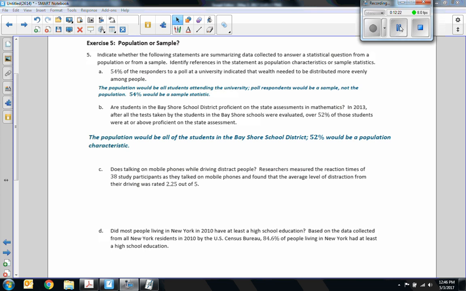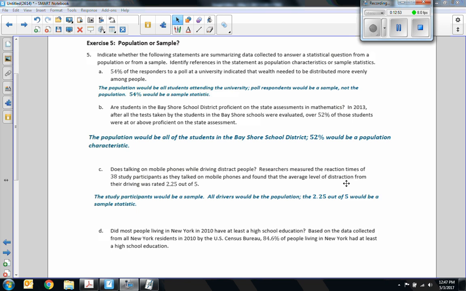C, does talking on mobile phones while driving distract people? Researchers measured the reaction times of 38 study participants as they talked on mobile phones and found that the average level of distraction from their driving was rated about 2.25 out of 5. Okay, the study participants would be a sample. All drivers would be the population. The 2.25 out of 5 would be a sample statistic.